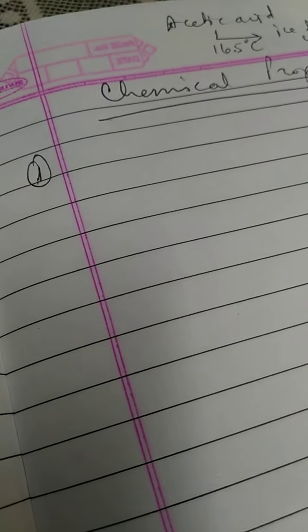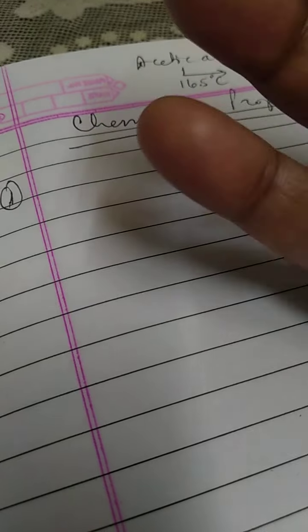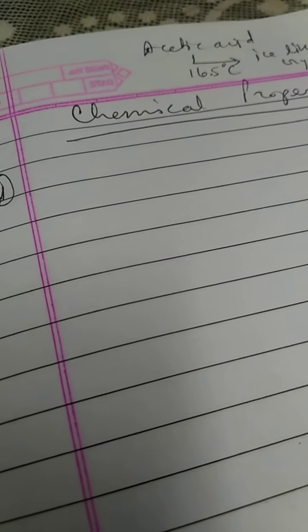Next come the chemical properties. I have already told you that the hydroxylic hydrogen in the hydroxyl group of the carboxylic group is responsible for the acidic nature. So when acetic acid combines with an alkali, it gives the corresponding acetate salt and water. So it gives a neutralization reaction.